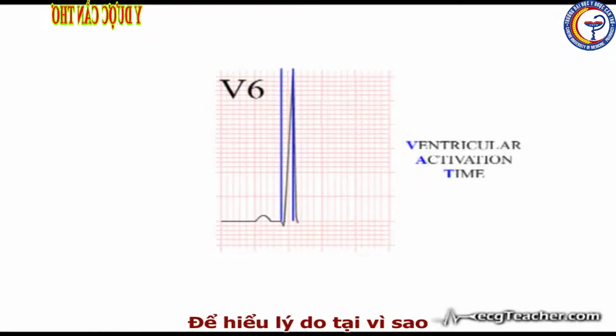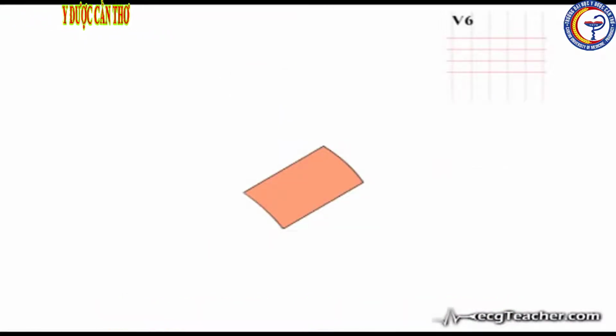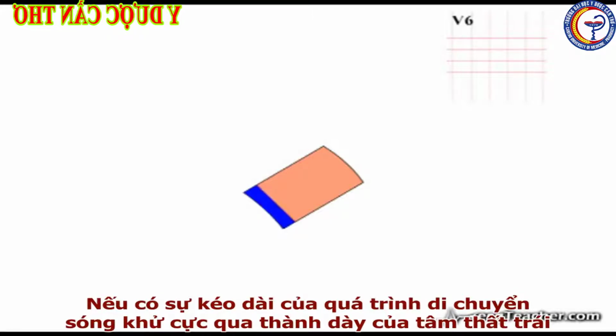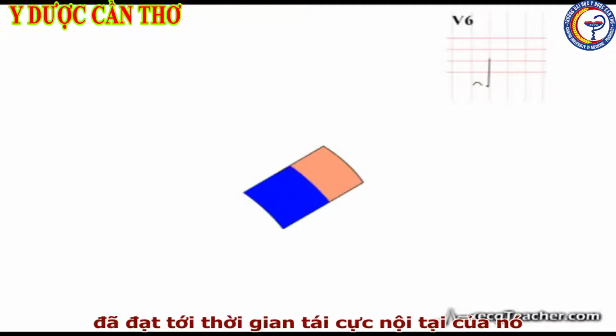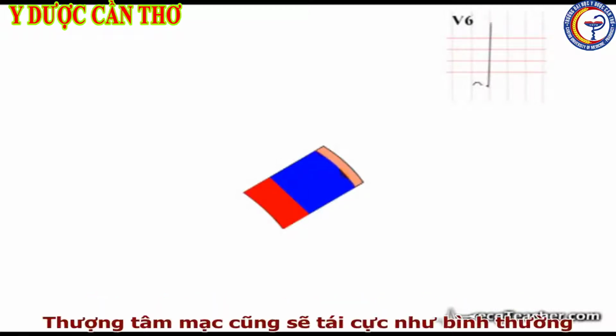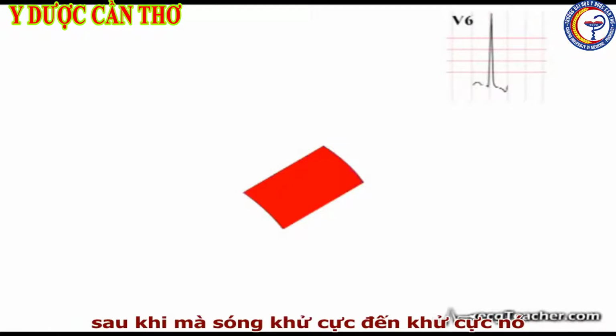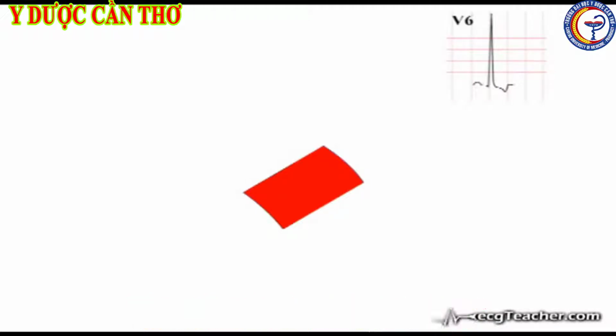To understand how, we need to look at the complete sequence of electrical events under V6. As shown here, with prolonged transit of the depolarization wave across the thickened wall, a situation may arise whereby the endocardial cells have reached their intrinsic repolarization time and have started to repolarize before the epicardium has depolarized. The epicardium will repolarize as normal once the depolarization wave reaches it, but you will notice that the sequence of ventricular repolarization has reversed.